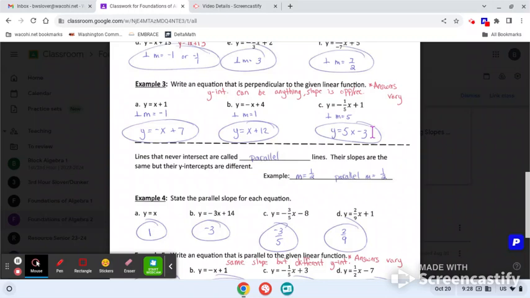There's an infinite amount of possible correct answers. You have to have y equals 5x in order to be right. What follows that x, as long as it's a constant, it doesn't matter.